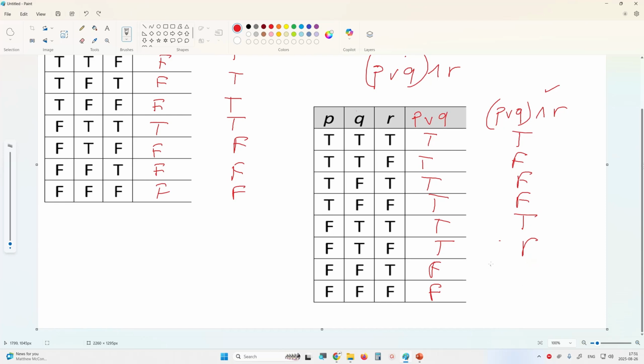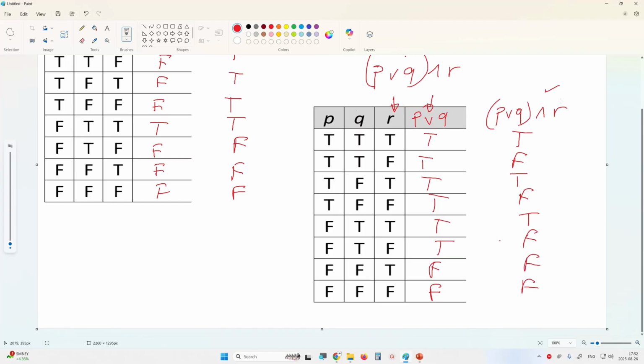Hold on. I was looking at the wrong place. Yeah. So I'm looking at this column and this column. That's why I was looking at the wrong place. This is true, this is false, this is true. This is false, this is true. This is false, and this is false, and this is false.